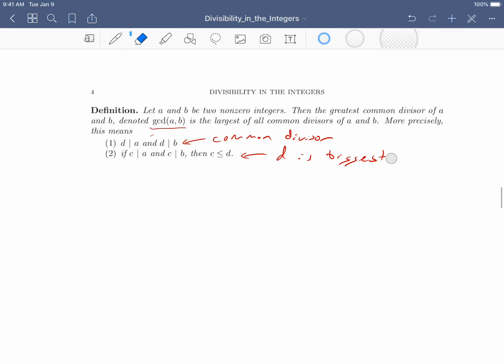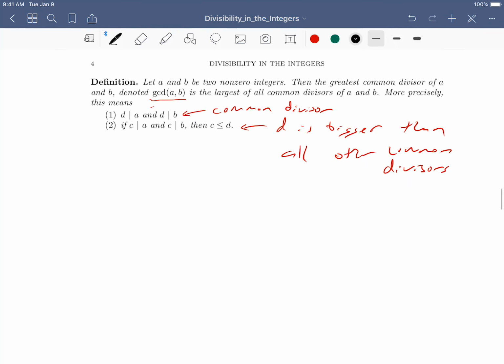So I'm going to write that a little differently. d is bigger than all other common divisors. This is a little bit of a weird way to write down what we mean by biggest, but if we're going to be precise mathematically, we need to explain what we mean by biggest. And so what we mean is, if there's another one, call it c, then c is less than or equal to d. You're going to use that idea in that proof I mentioned a minute ago, that other important piece to the Euclidean algorithm.